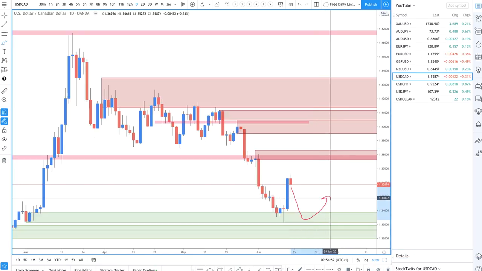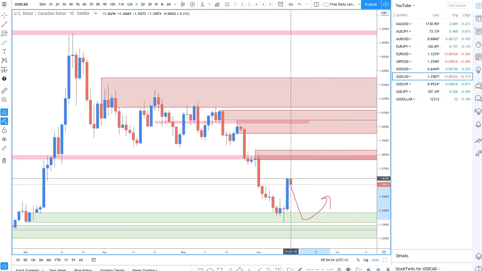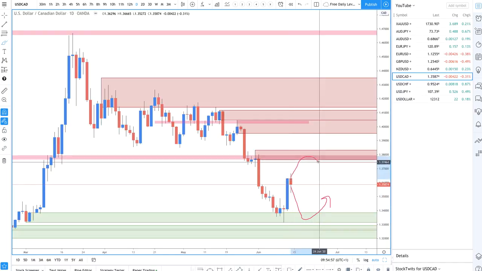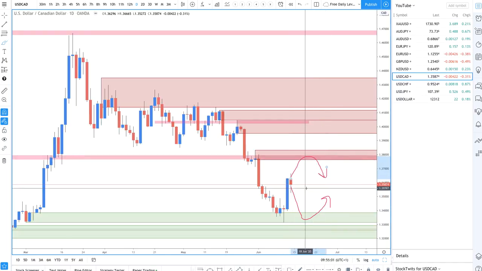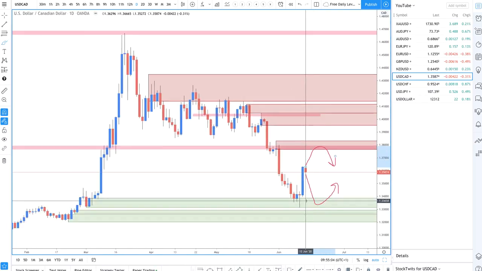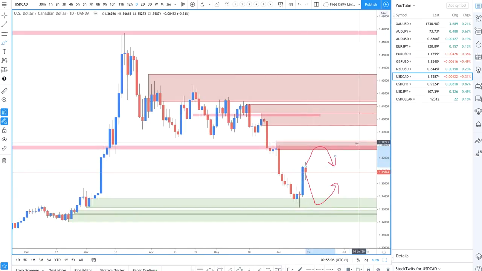into that area there. If you're looking to be a buyer of the Canadian dollar, then you're looking for a pullback into that supply zone there, and then looking for short trades within that area. Those are going to be the first two areas to look for buy or sell trades, going long or short.